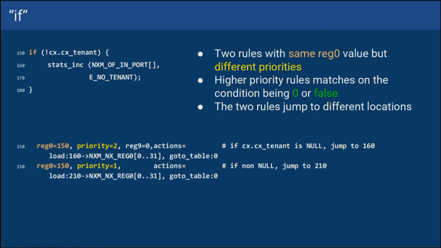Now how do we implement conditional jumps, which is if? So that can be implemented using two rules again with different priorities. The higher priority is for the rule which matches on the condition being 0, false or null, and the lower priority one matches on the truth condition basically. And these two rules jump to two different locations. The first one, which is the high priority rule, jumps on to the false clause, and the next one to the truth clause.